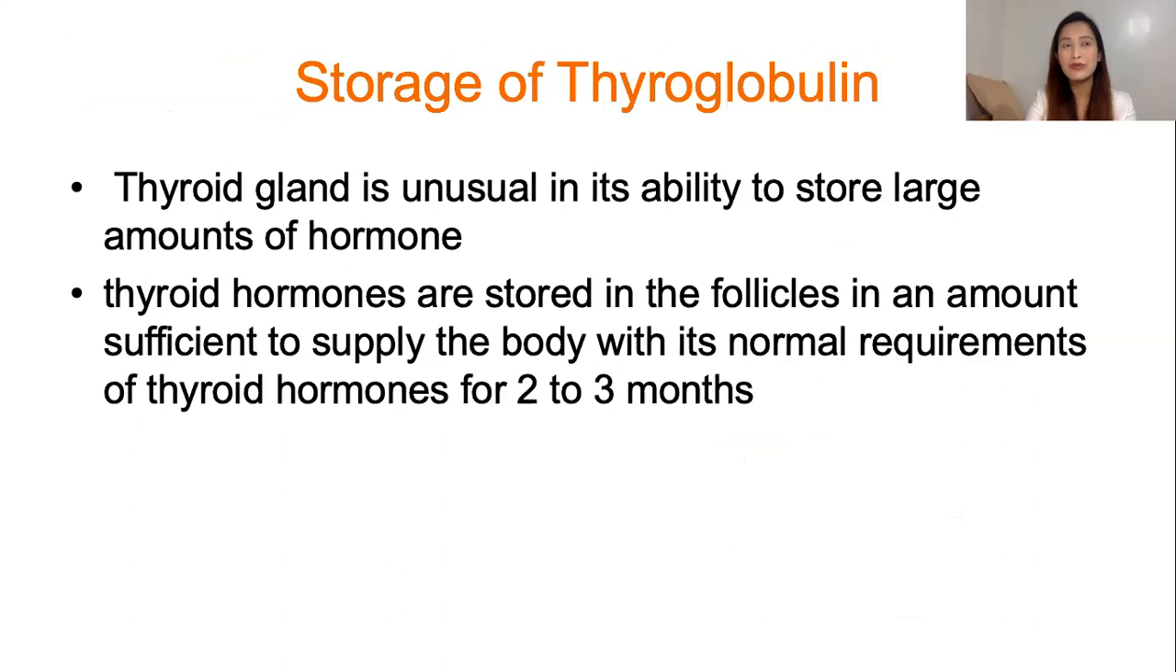So even if you are iodine deficient and unable to synthesize new thyroid hormones for 2 to 3 months, the thyroid gland can still supply your body with normal thyroid hormones. Or sometimes in pathophysiologic states like Hashimoto's thyroiditis, where your thyroid gland is destroyed, you don't become hypothyroid right away because you still have some preformed hormones stored in your thyroid gland, and it will take some time for it to be depleted.